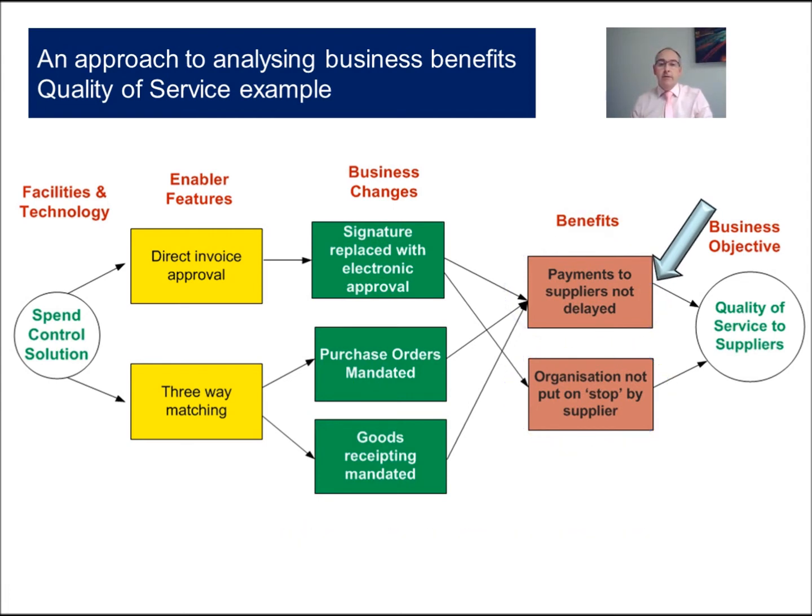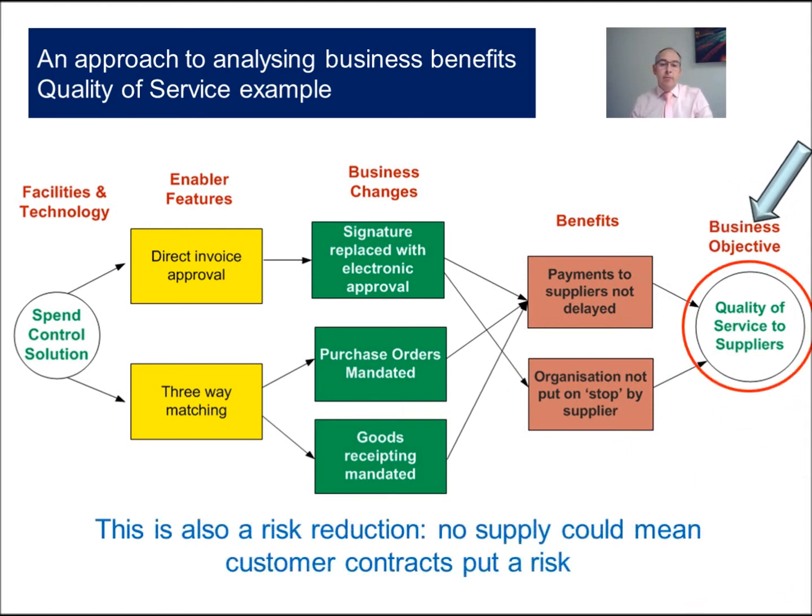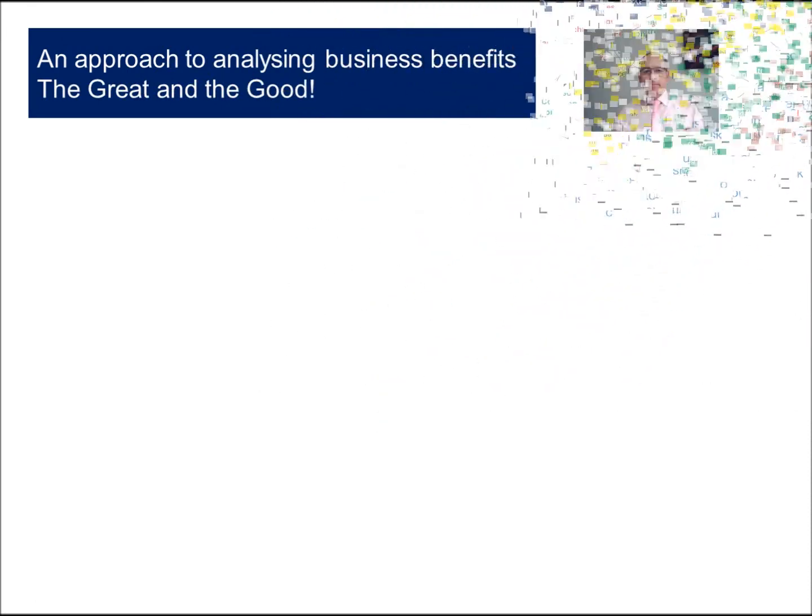The second one relates to the organisation is not put on stop. Now this is really important because if we can't get goods and services delivered to us, this may well put contracts at risk with our customers. So what we can show with benefit classification is that quality of service benefits are important, but also they may well help in risk reduction benefits.